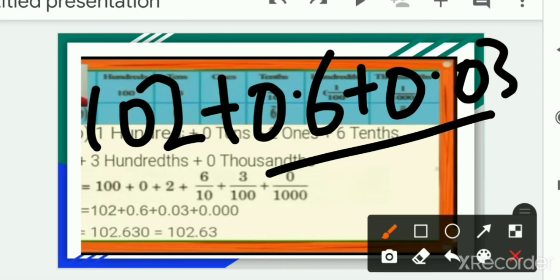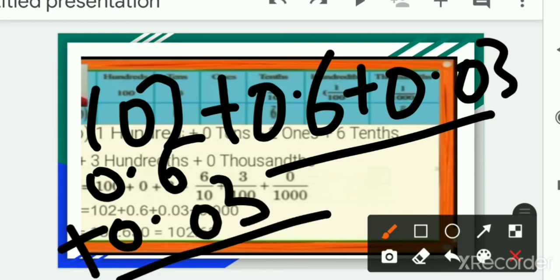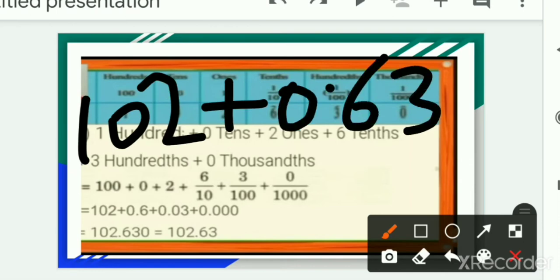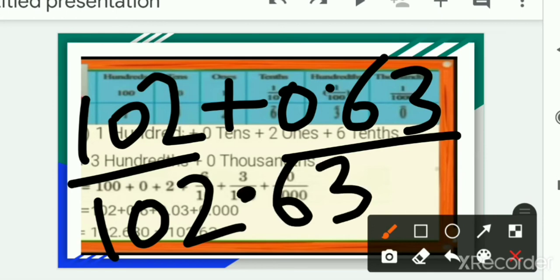Okay, first of all the decimals. So when 0.6 is added with 0.03, what will we get? 3 and 3, 6 plus 0 is 6, 0 and 0, and the point here. So we have 0.63. So we have 102 plus 0.63, right? I have already told you, when we add a whole number and decimals, we write the number directly and the decimal part behind it. No need of adding. Directly write the number and write the decimal part behind it.